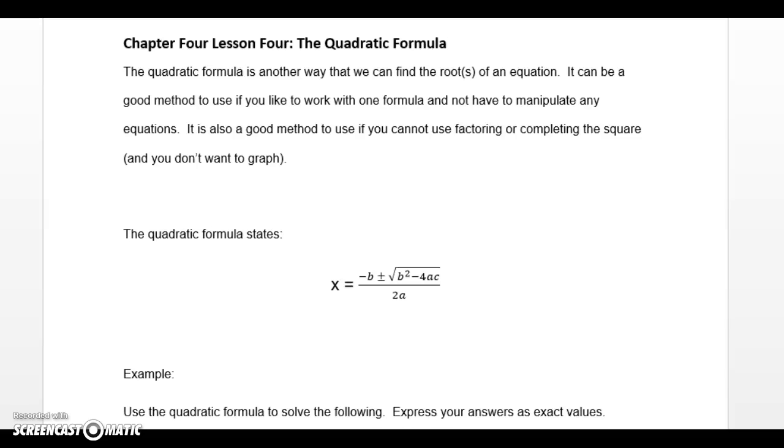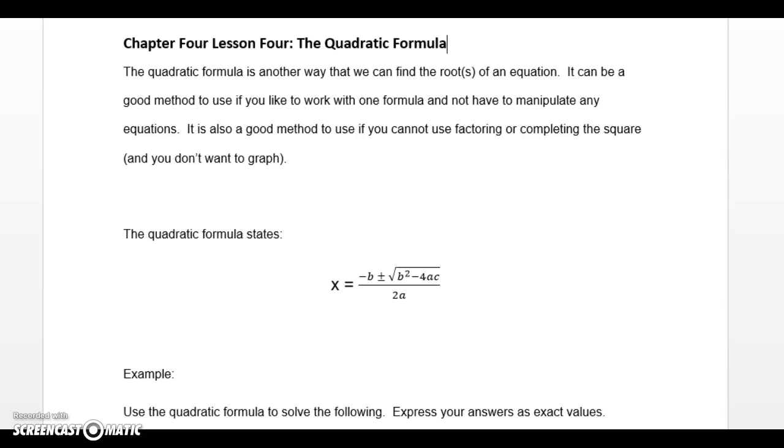In this video, we're going to look at lesson 4 from chapter 4, which is talking about the quadratic formula. So the quadratic formula is another way that we can find the roots of an equation. It can be a good method to use if you like to work with one formula and you don't have to manipulate any other equations. And it's also a good method to use if you can't use factoring or completing the square and you really don't want to graph.